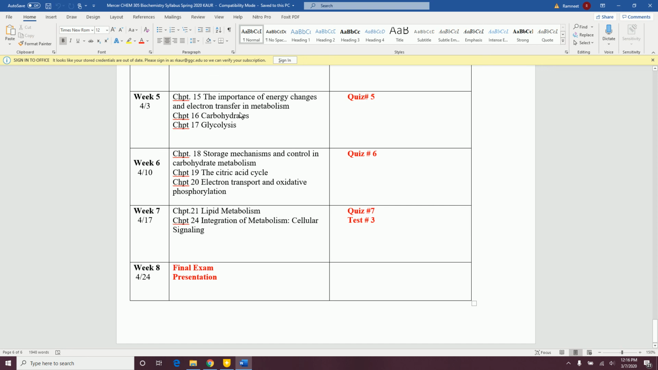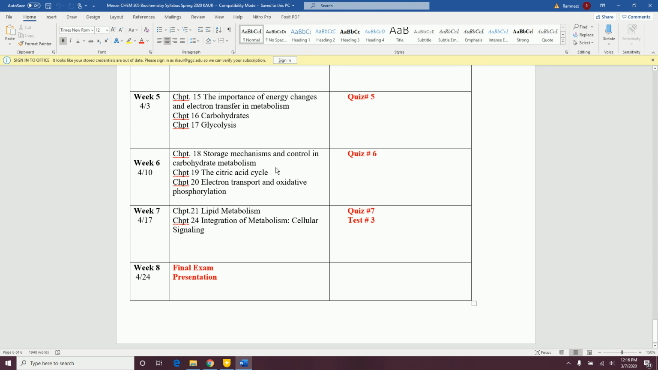So in week number 5 we will be covering chapters number 15, 16 and 17, and we will be having quiz number 5 after week number 5. Quiz number 5 will be from the material we have covered in week number 5.